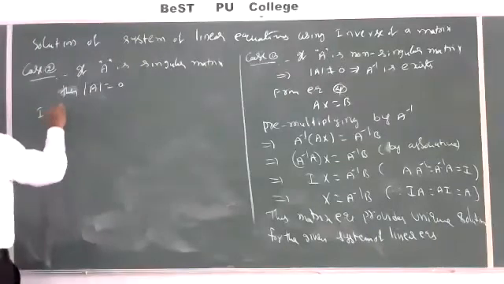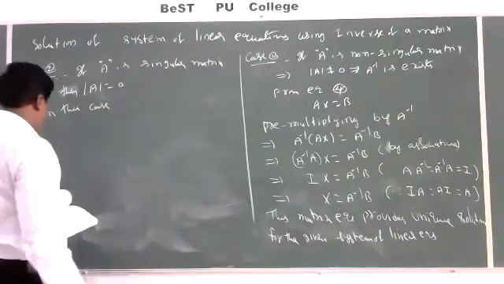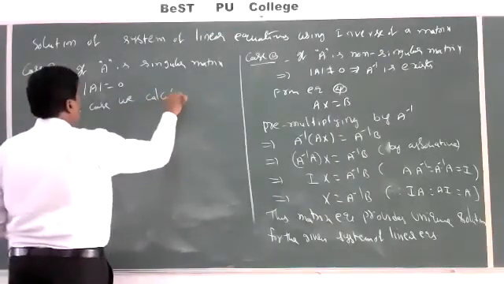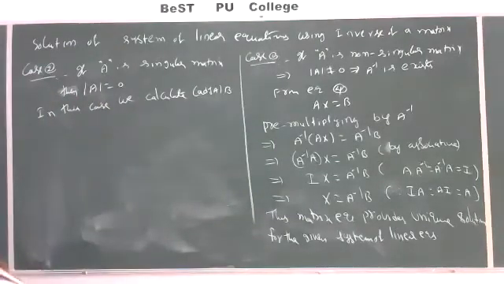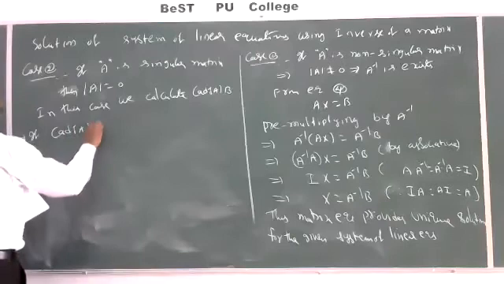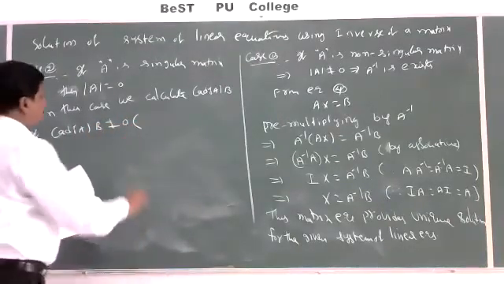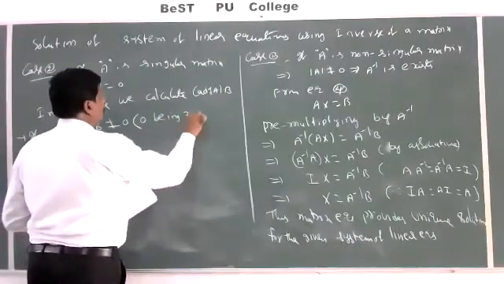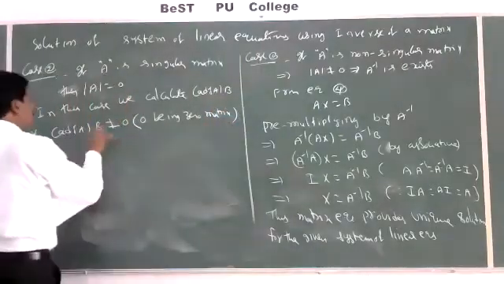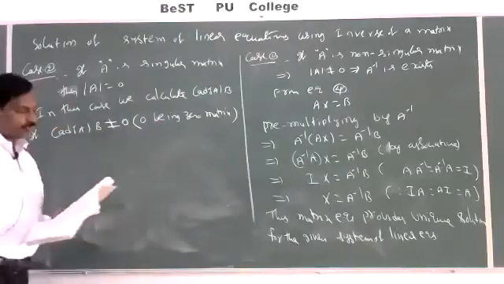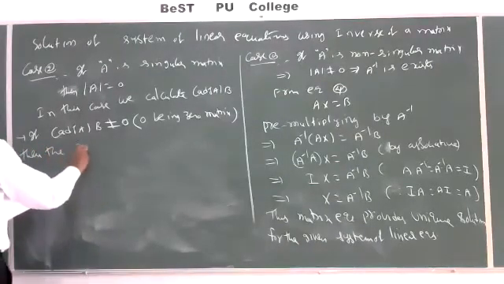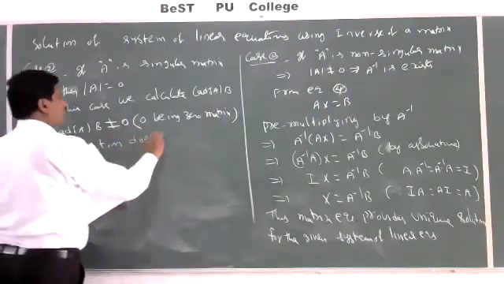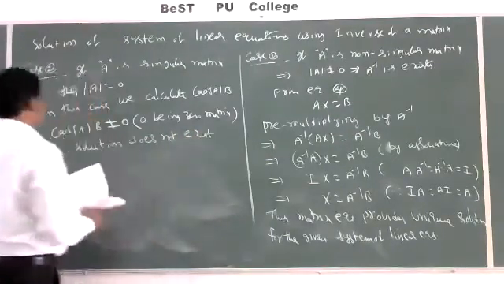In this case, we calculate adjoint A into B. If adjoint A into B is not equal to O, here O is nothing but a 0 matrix, then the solution does not exist. The solution does not exist.